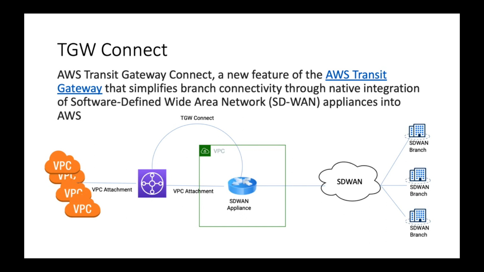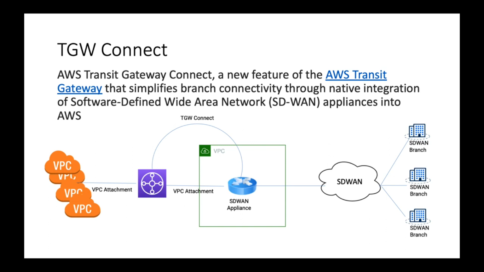I'm basically copying this definition verbatim from the Amazon website: Transit Gateway Connect is a new feature that simplifies branch connectivity through native integration of SD-WAN. So what does this mean? The topology below is the one that I created, and I'll demo how to set it up. We'll explain the use case and elaborate further. What you see on the left-hand side is a bunch of host VPCs where the applications and workloads are running. They are connected to the transit gateway over VPC attachment. And then there is a transit VPC where the SD-WAN appliance is sitting.